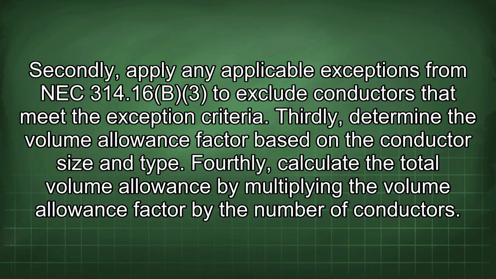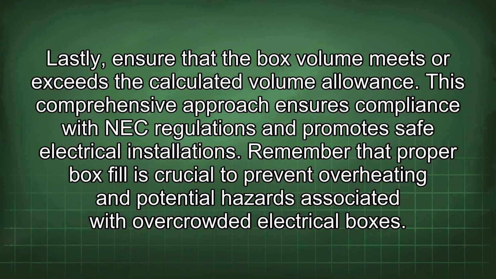Thirdly, determine the volume allowance factor based on the conductor size and type. Fourthly, calculate the total volume allowance by multiplying the volume allowance factor by the number of conductors. Lastly, ensure that the box volume meets or exceeds the calculated volume allowance. This comprehensive approach ensures compliance with NEC regulations and promotes safe electrical installations.